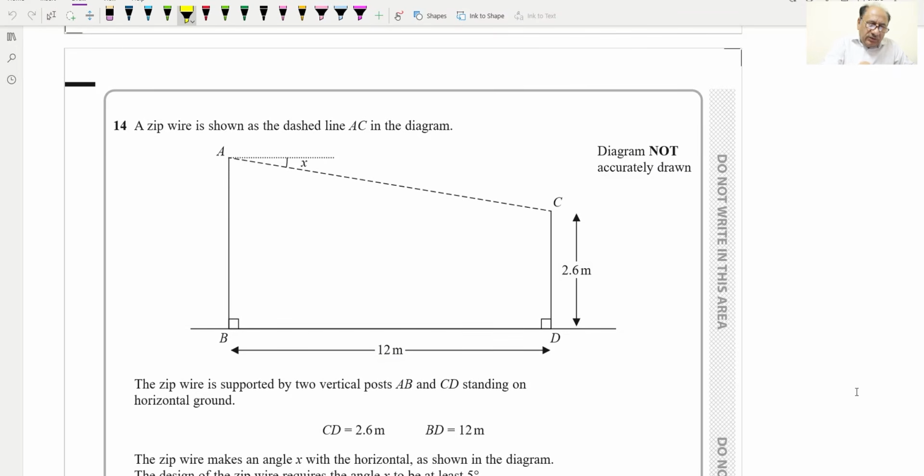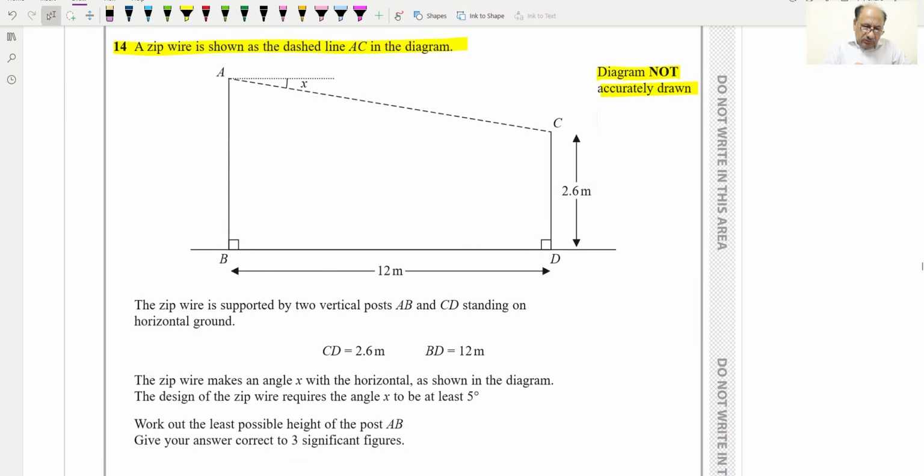Question number 14. A zip wire is shown as the dashed line in the diagram. This is basically a trigonometric question. The zip wire is supported by 2 vertical posts AB and CD on horizontal ground. CD is equal to 2.6, BD is equal to 12 meters. The zip wire makes an angle of x with the horizontal as shown in the diagram. The design of the zip wire requires the angle x to be at least 5 degrees.